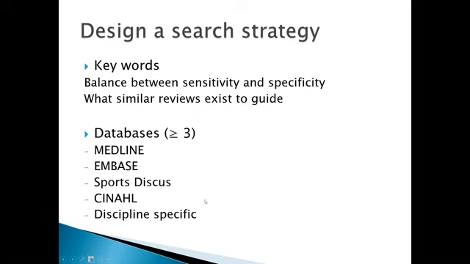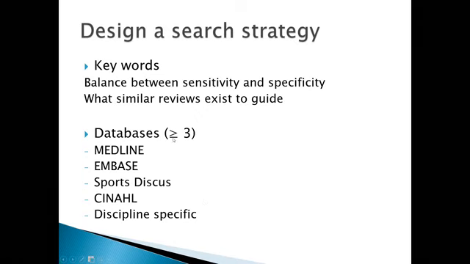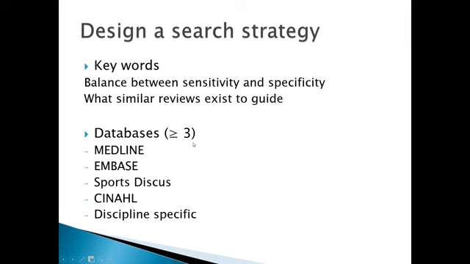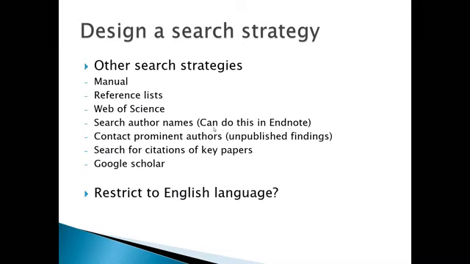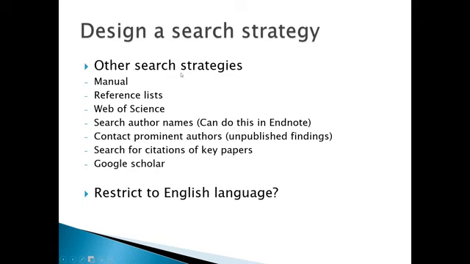So look into this and make sure you're searching usually at least 3 databases, and this will give you an idea about how many studies are out there. If you don't search at least 3, chances are you're probably going to miss a few studies in terms of your searching. So the other thing that you need to consider is what other search strategies you can use to ensure that you don't miss any studies that are relevant to your question.